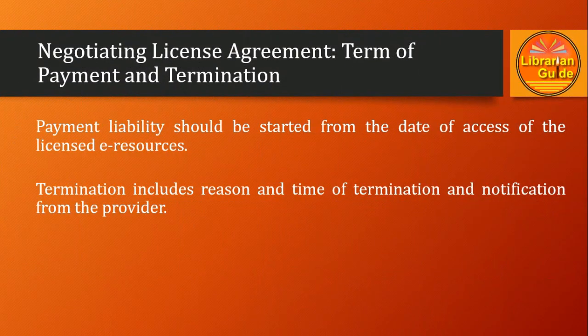And terms of payment and termination. Payment liability should start from the date of access of the licensed e-resource. Termination includes reason and time of termination and notification from the provider. So, the payment and termination: the accessibility of the e-resource should start from the date of access, meaning after the payment, and termination includes a clear reason for termination, what time it is terminated, and also notification from the provider.